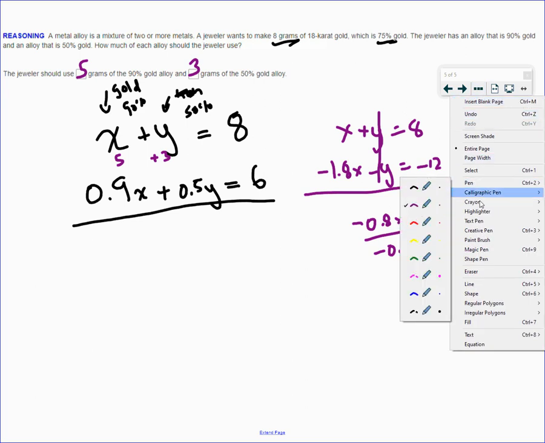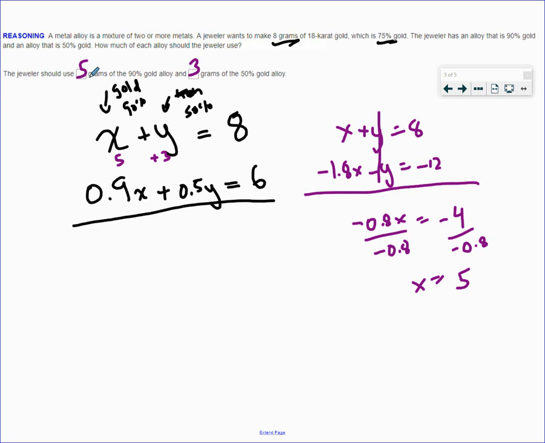Now, just to prove that, I want to use green here. 5 grams times 90% is equal to 4.5 grams of gold, and the other 0.5 grams is just some other metal, plus 3 times 50% gold, right? 3 times 50% gold is 1.5 grams of gold. So in total, you would get 6 grams of gold, but you'd have a total of 8, right?